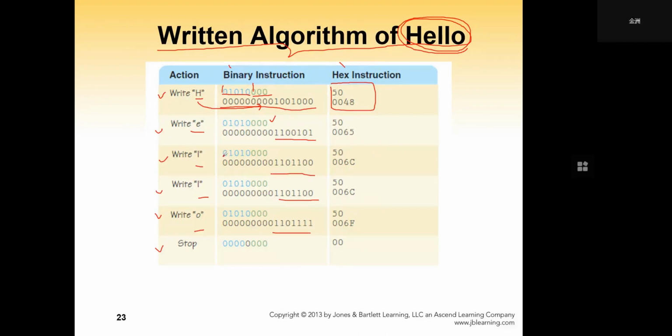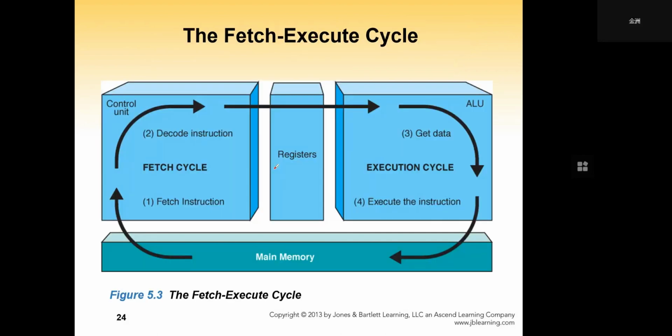Hexadecimal represents 4 binary digits as 1 digit. Group 4 bits and convert them into 1 hexadecimal digit. And then stop is just a unary instruction.